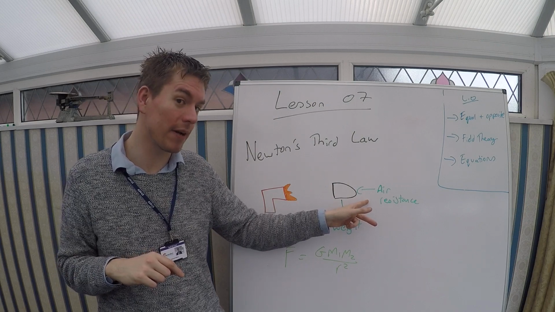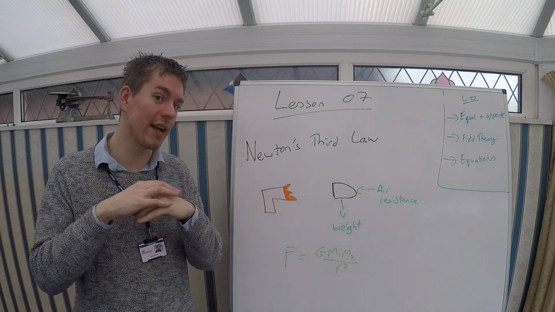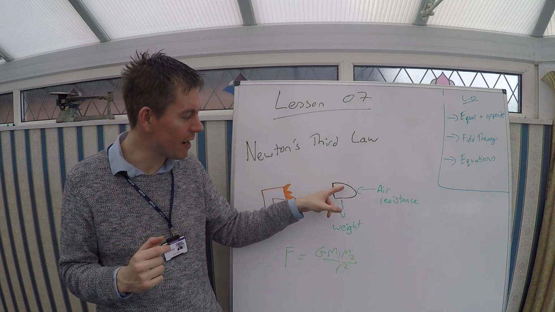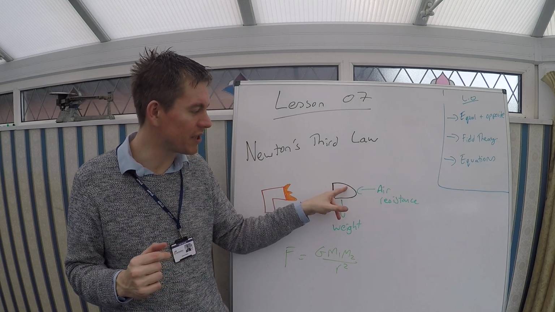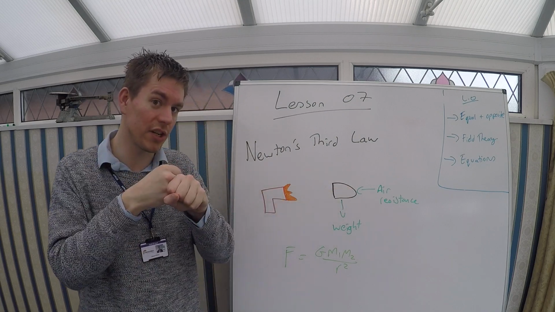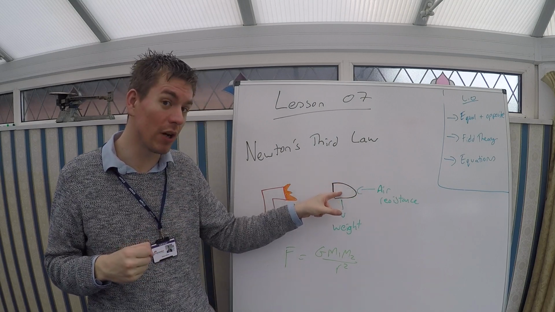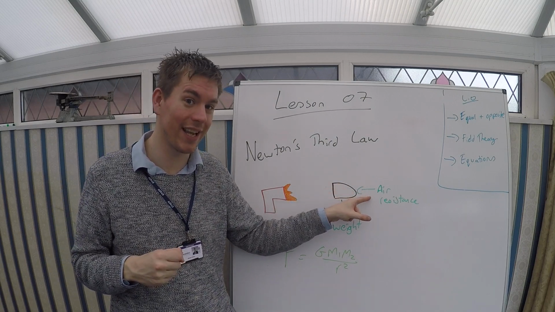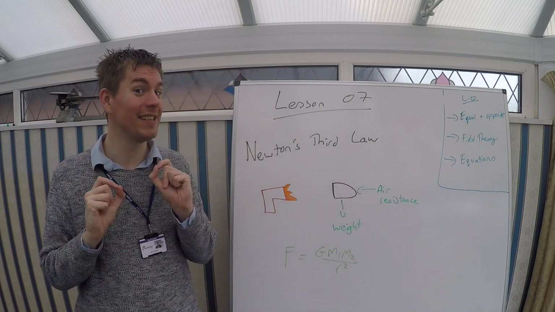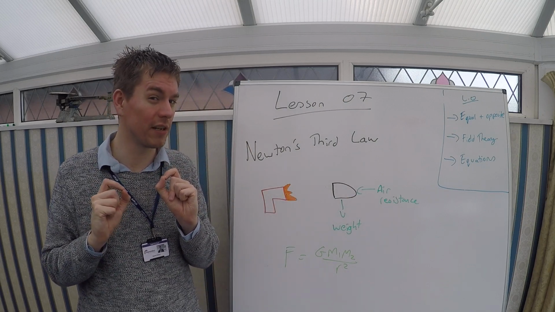Exactly the same thing is happening here. The electrons on the outside of the air molecules are interacting with the electrons on the outside of the bullet, and they're pushing against each other, equal and opposite force. So as the air molecules push against the bullet, the bullet pushes against the air molecules, and that is the equal and opposite force.